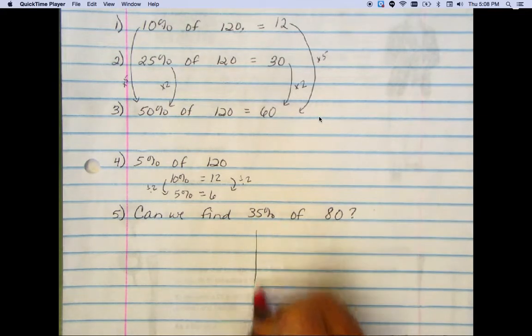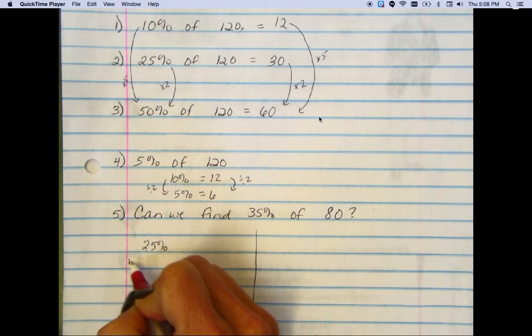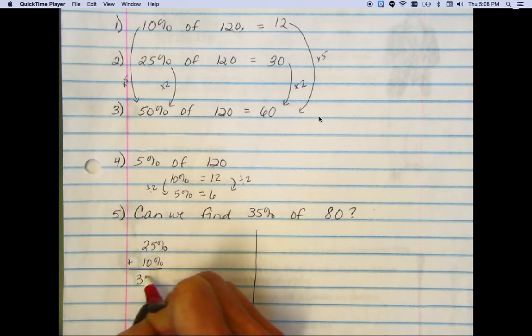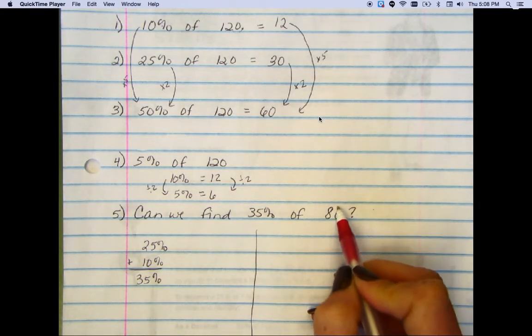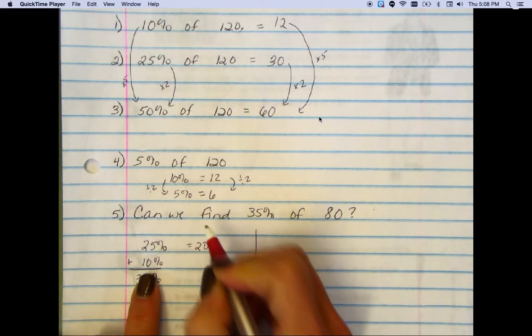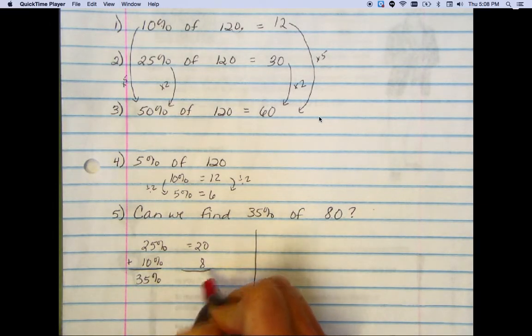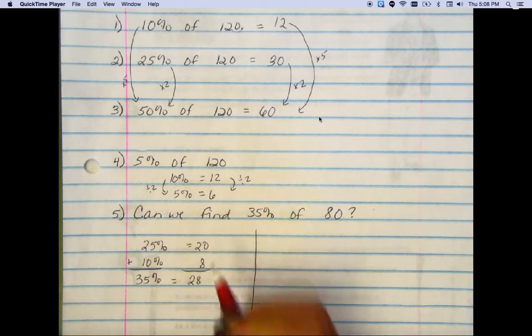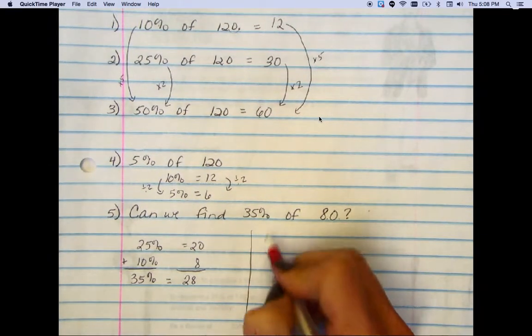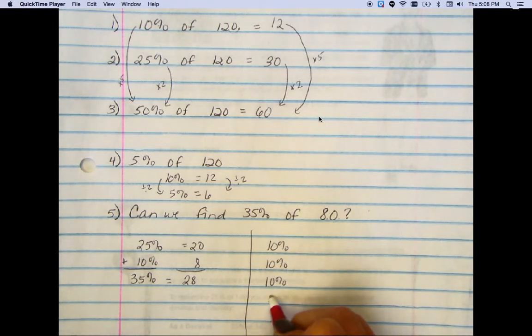One way I'm thinking about it is I could say that this is 25% plus 10%, which is 35%. So if I take 25%, a fourth of this, that's 20. If I take 10% of 80, that's 8. So if I put these together, 35% is 28. I could also see this as 10% plus 10% plus 10% plus 5%. All of that gives me 35%.